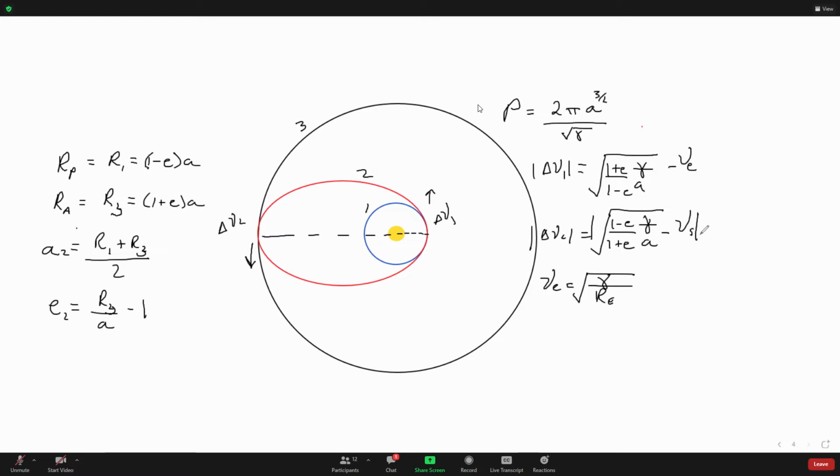Just clarification for delta V2, we're still using E2 and A2, right? Yes, because it's the difference between the speed in the second orbit and the speed in the third orbit. So this gamma is for the sun, but this E and this A is for orbit number 2. You have to figure out what the speed of Saturn is in its orbit, but you can figure that out.